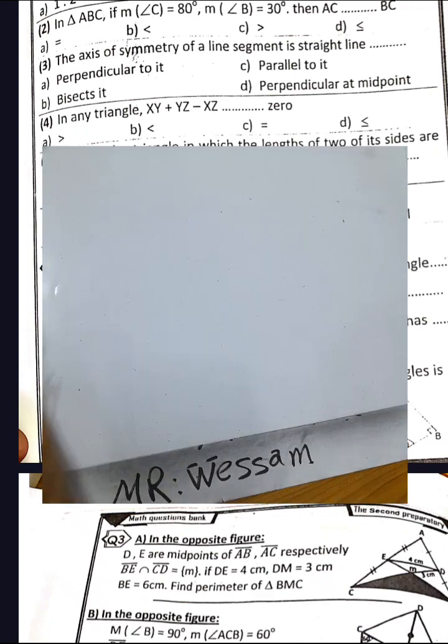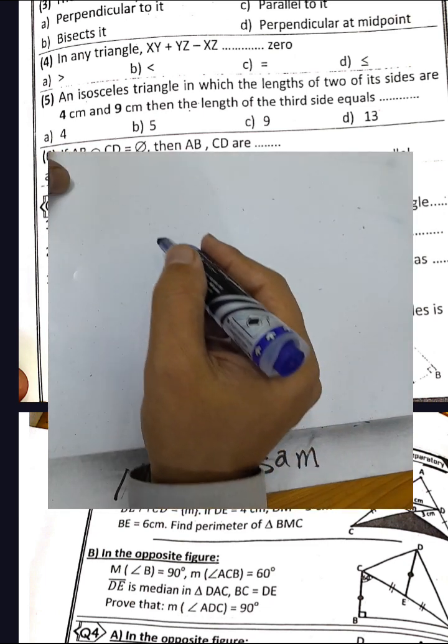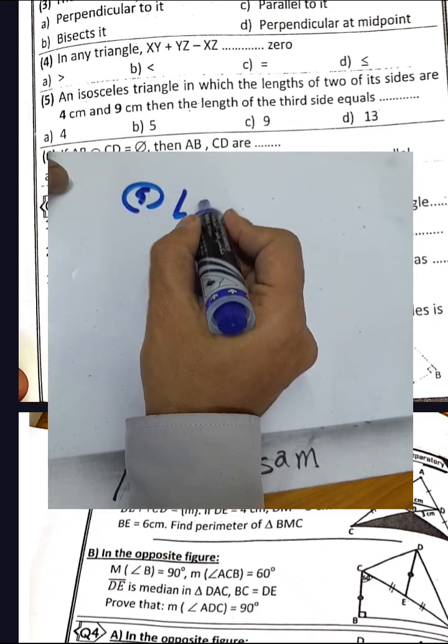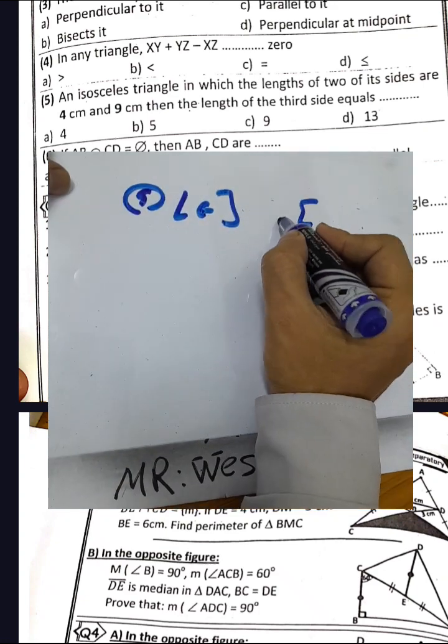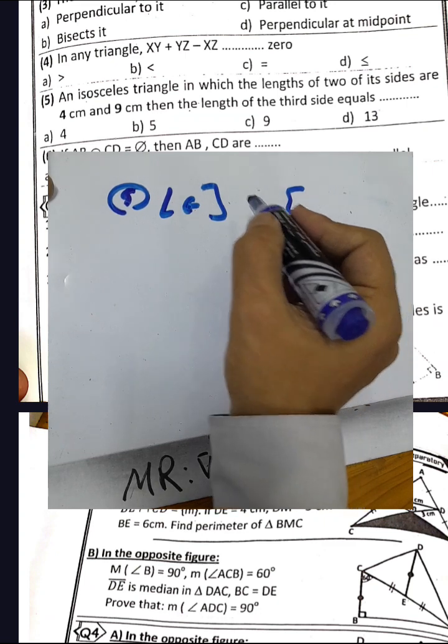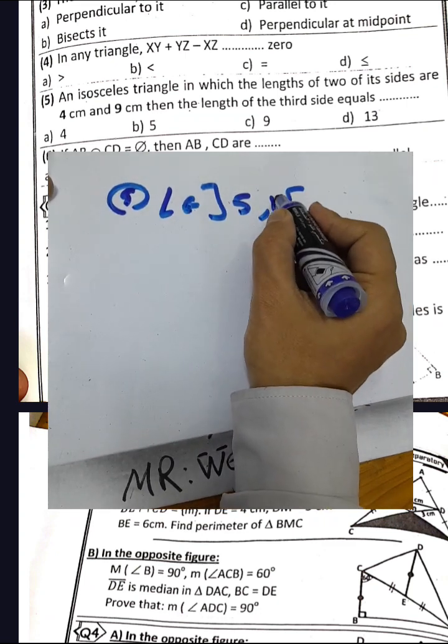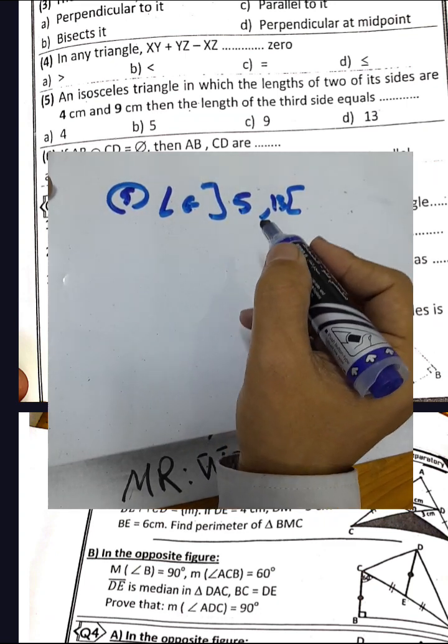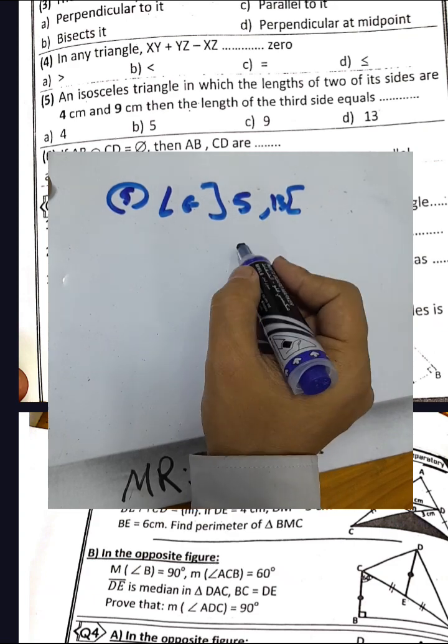Next question, number 5. In an isosceles triangle, the lengths of two of its sides are 4 cm and 9 cm, the length of the third side belongs to the open interval from the difference between them, 9 minus 4 which is 5, to 9 plus 4 which equals 13. Then we must choose a number that lies between 5 and 13. Choose letter C, 9.